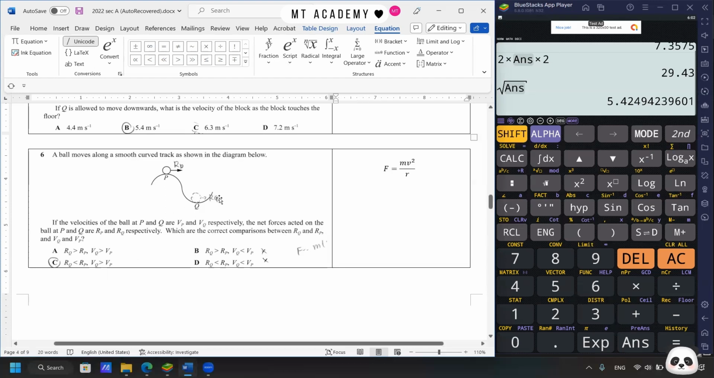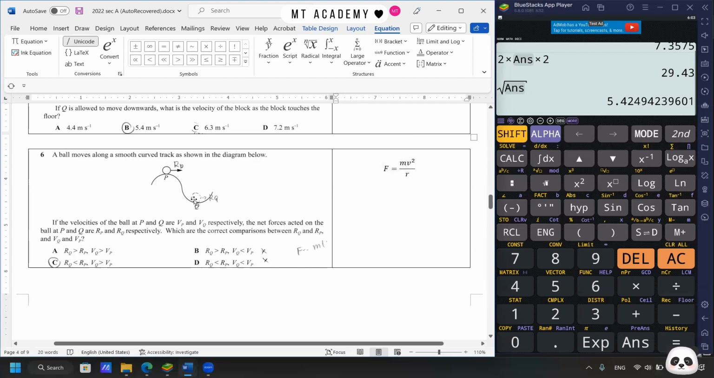By conservation of energy, we can see that there would be a conversion from the potential to the kinetic energy when you move from P to Q. So we can expect that the velocity at Q is faster than the velocity at P. The answer is either A or C. But here, I don't agree with answer C. So let's look at the formula of centripetal force. I mentioned that the net force is the centripetal force, so it is given as mv squared over r.